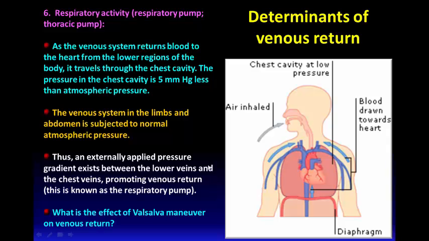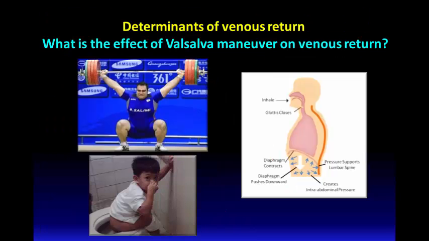Having described the effect of the respiratory activity on the venous return, what do you think the effect of the Valsalva maneuver is on the venous return? The Valsalva maneuver involves forced expiration against a closed glottis or a closed mouth or closed nostrils. Hence, it markedly elevates the intrathoracic pressure. Hence, the venous return is lower. We use the Valsalva maneuver when we lift heavy objects or when we have constipation.